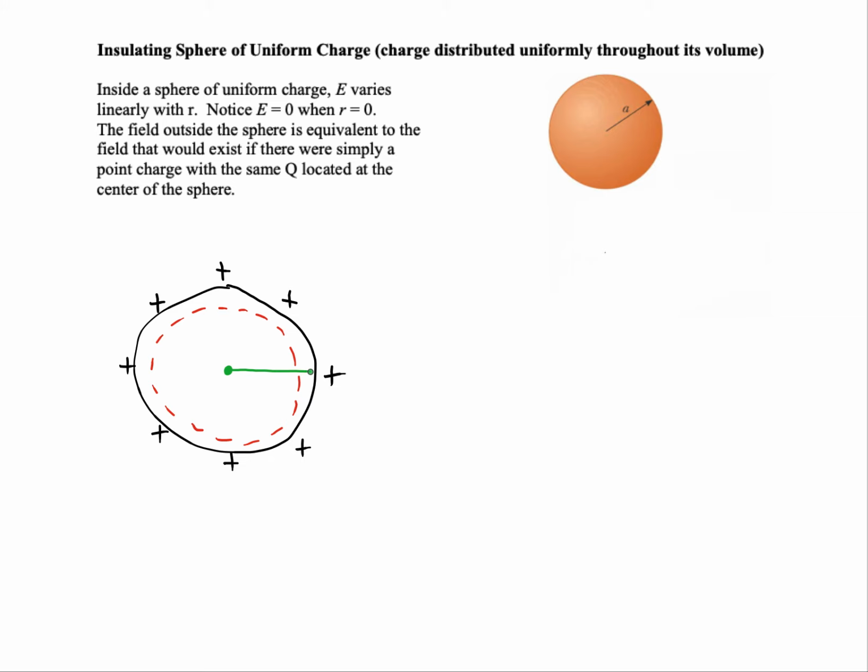So the object has a radius of, let's call it A, and the Gaussian sphere, the imaginary boundary that we've created, has a radius of R. And let's say that R is less than A. Part of Gauss's law involves finding the charge enclosed by an imaginary Gaussian surface of our choice. In this case, I chose the red sphere that's just a little bit smaller than the object itself. So what is the charge enclosed?